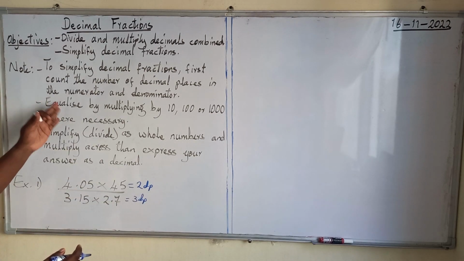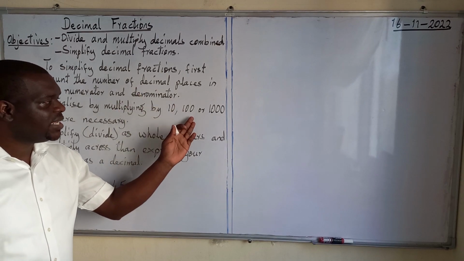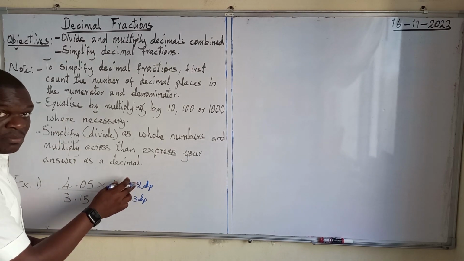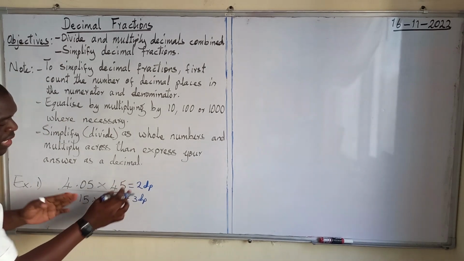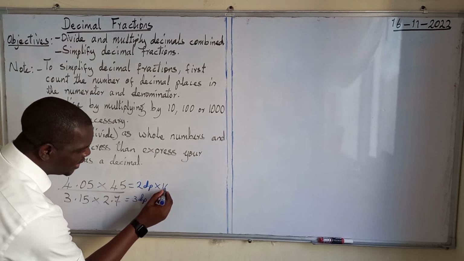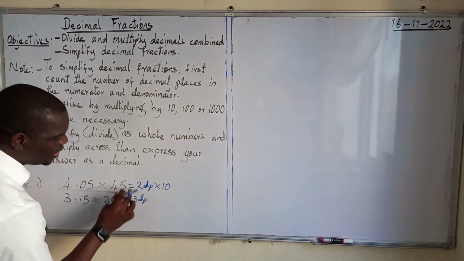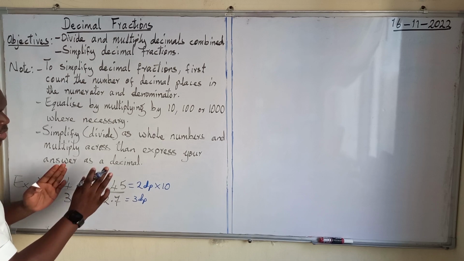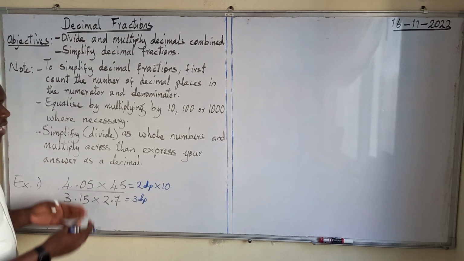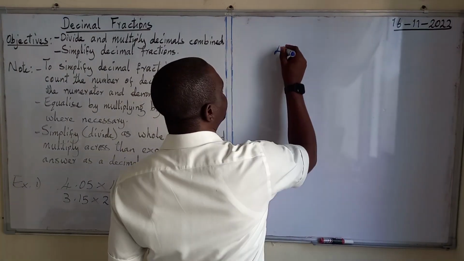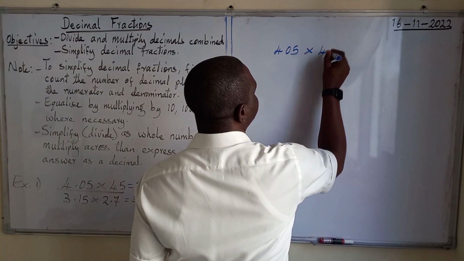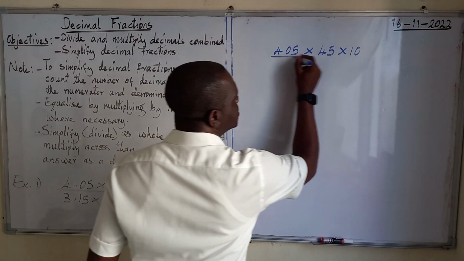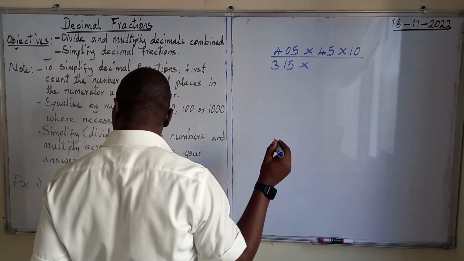Now the second step says we should equalize by multiplying by 10, 100 or 1,000. In this case, we have one less number of decimal places above than below. To make them equal, you multiply above by 10 so that they will have 3 decimal places each. Therefore, at this point, we write the numbers as whole numbers, not forgetting this 10, and simplify. So it becomes 405 times 45 times 10 for the numerator, and for the denominator it becomes 315 times 27.